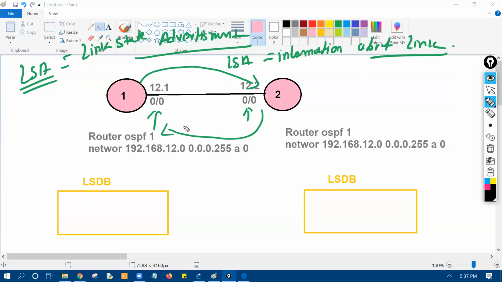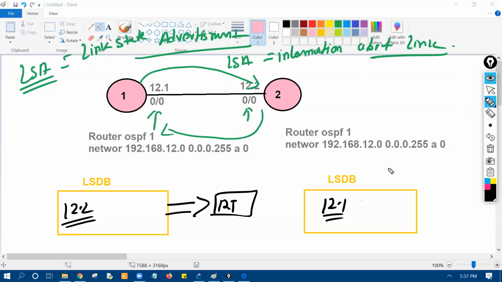And this LSA will be stored in the database table. R2 will send its own LSA to R1, so R1 will store this information in its database table, and R1 is going to share its information to R2. R2 will store this information in its database table. From the database table, they will push this information into the routing table. This is how OSPF works.